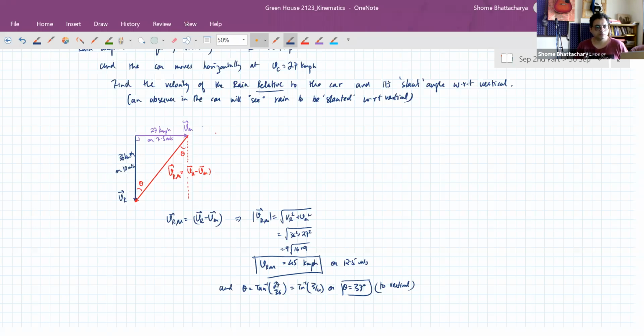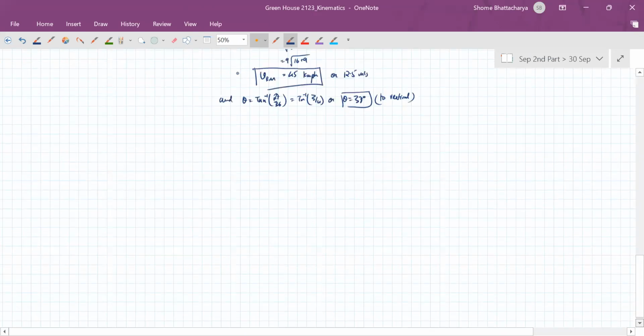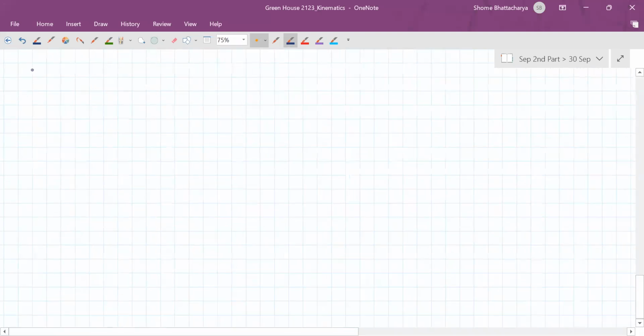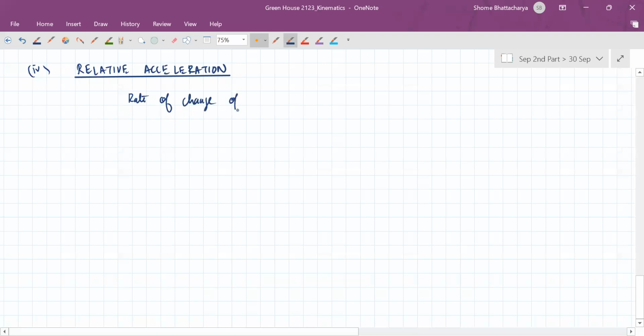Okay, so now let's move on to the next and final definition of parameters in relative motion. So relative acceleration. Relative acceleration will be defined as the rate of change of relative velocity with respect to time.